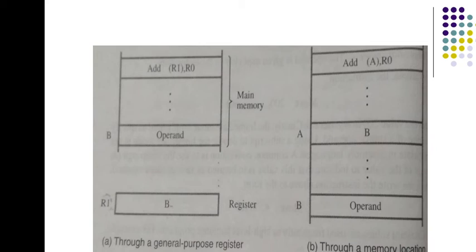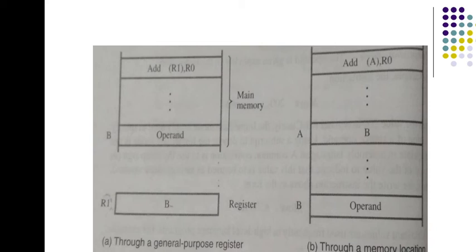The instruction is add (R1), R0. R1 is in parentheses, which means we should take the contents of that. The operand b is stored in the memory. The first square brackets represent the main memory. Next we have R1. In R1 the content b is stored, that is, the address of the operand b is found in R1, and b is the operand location. So what happens is we add the contents of (R1) and R0.